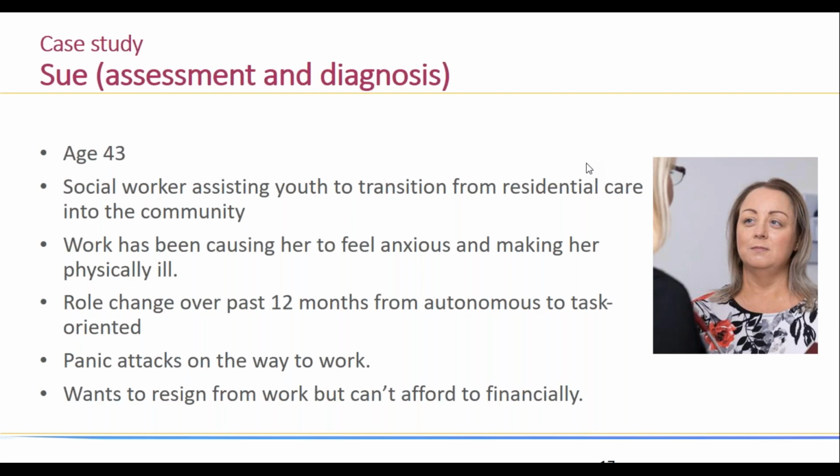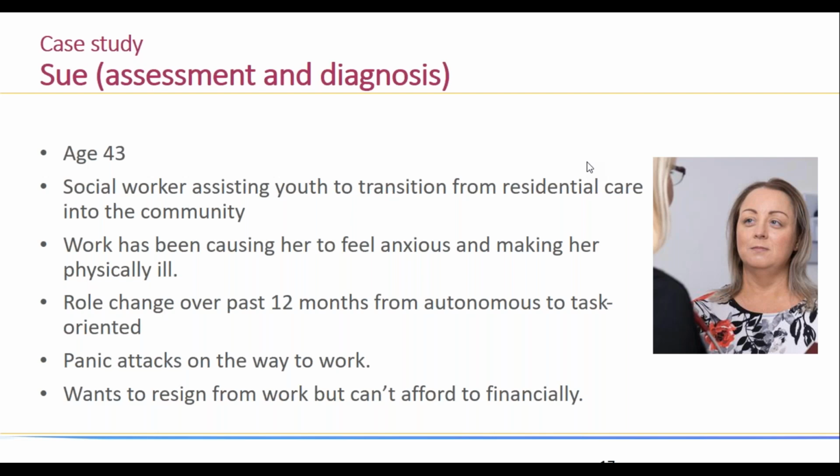And the case that I'd like to discuss with you today is one of Sue. And it's based on a real patient experience and interview that we conducted, but Sue's name is obviously a pseudonym. She's 43 years old and she is a social worker, and her work focuses on assisting youth to transition from residential care into the community. But she says that her work has been causing her to feel anxious and making her feel physically ill.